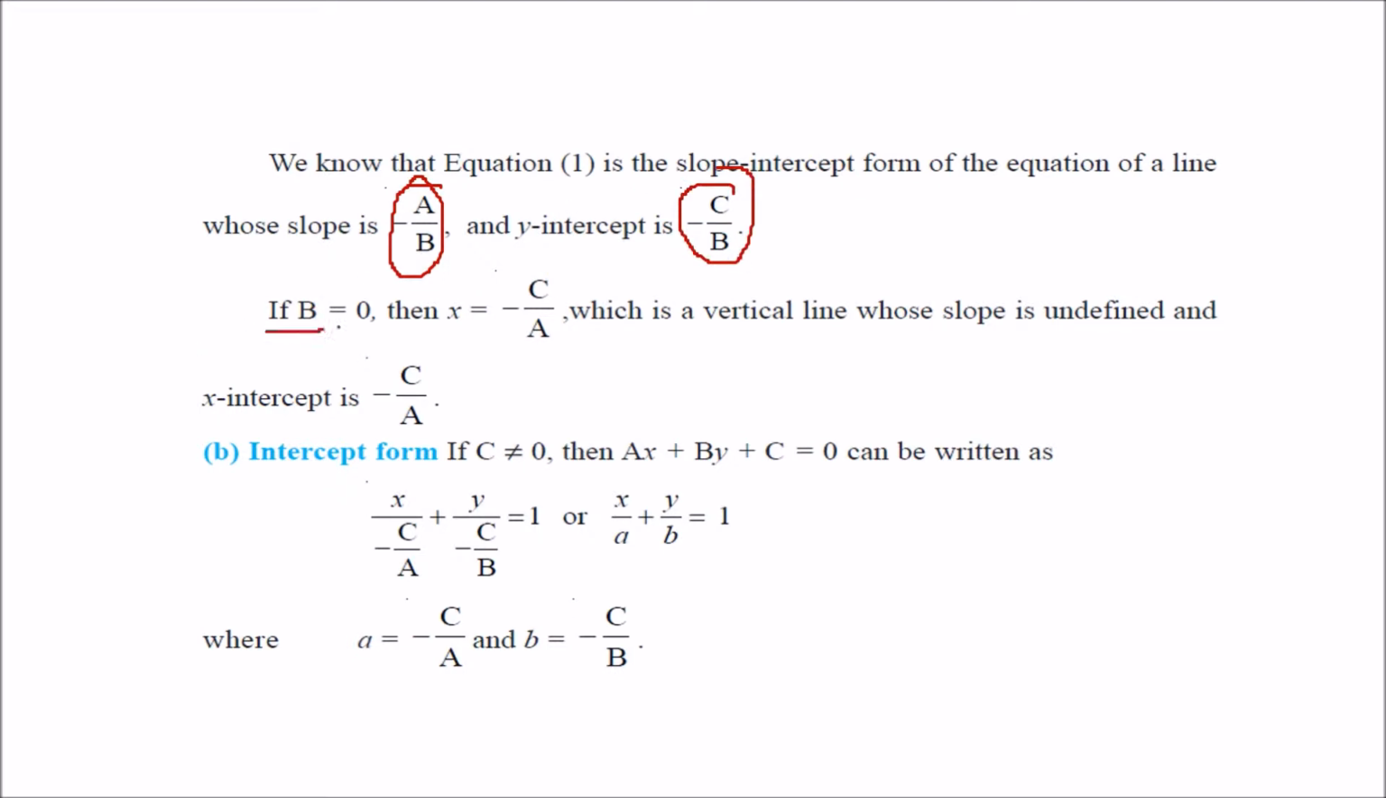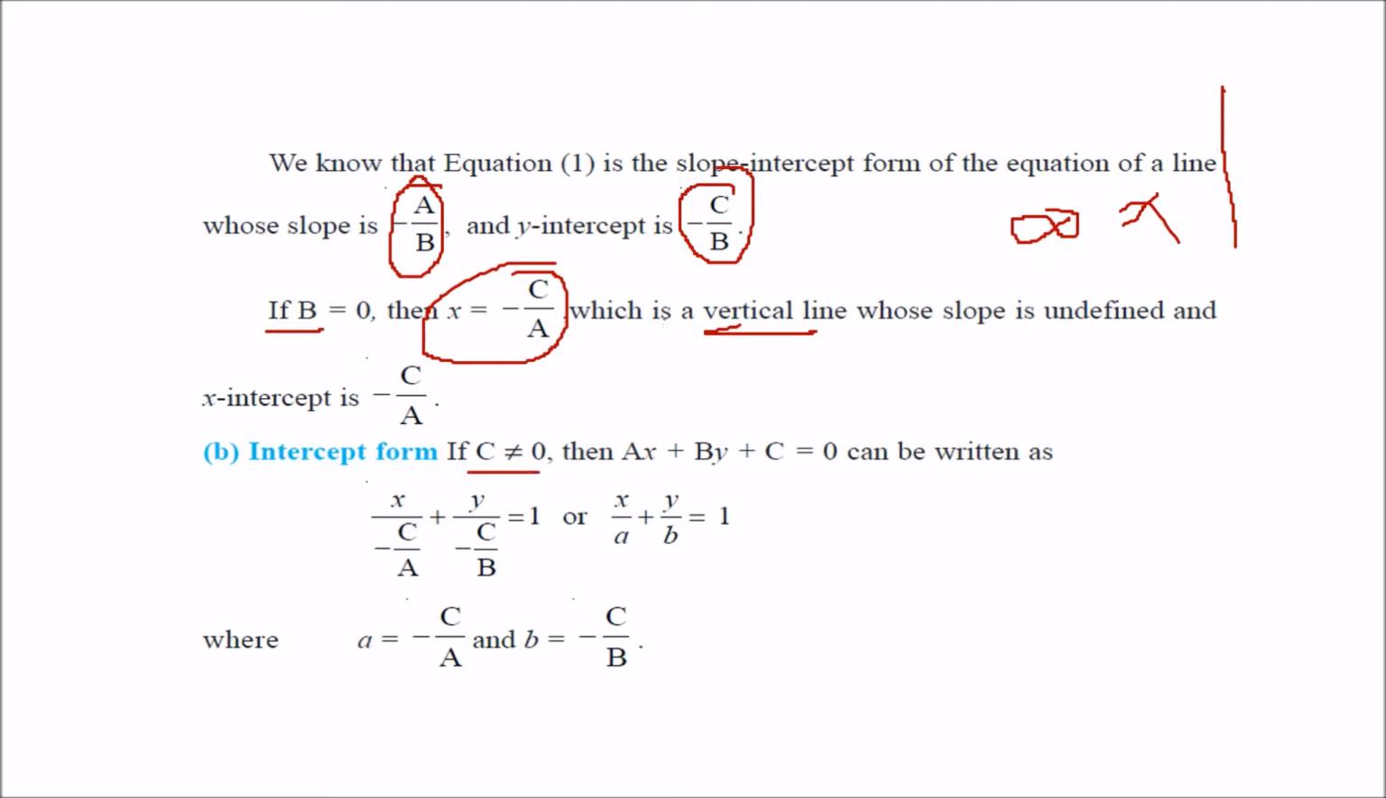But in case B is equal to 0, x will become minus C by A. That will be a vertical line. And you know that for a vertical line, the slope is not defined. Then we will take the intercept form.